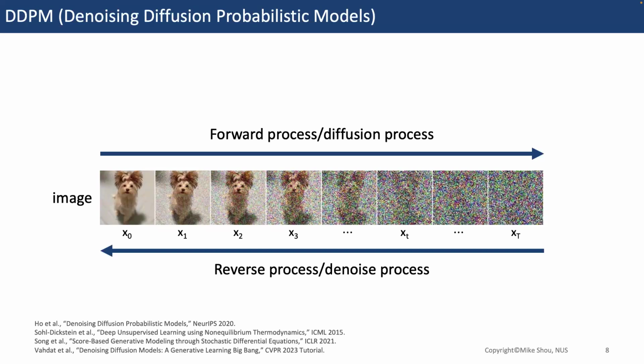The forward process is essentially the diffusion part where we gradually add noise to an image. And you can see from this diagram that we start with a clean image. And as we move forward, we keep adding more noise until the image becomes completely noise. Then we have the reverse process, which is the denoising process. Here we slowly remove the noise step by step to recover the original image. So the reverse process is what gives it the name denoising.